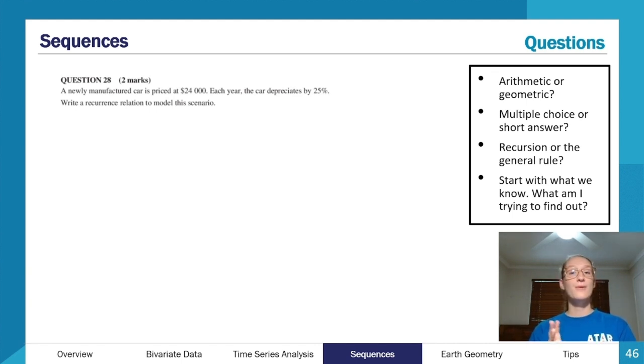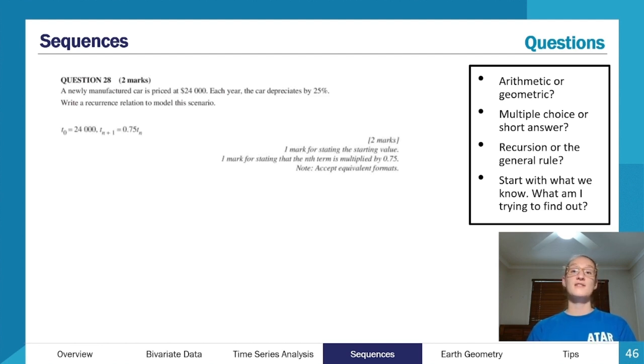Again, how you approach a question might depend on whether it's multiple choice or short answer. And this one's a short answer one. You also need to work out, should I use recursion or the general rule? And here it said, write a recurrence relation. So we're going to use the recursive definition.